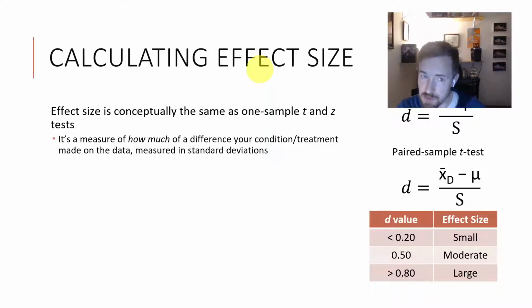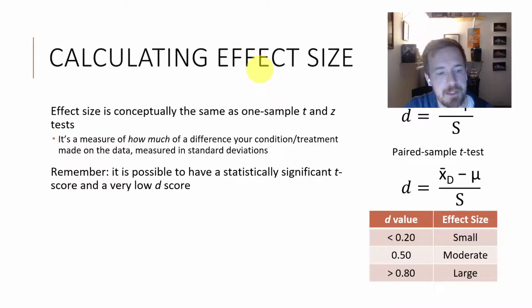So the larger the value here for our effect size, the bigger a difference the introduction of that treatment makes on your clients. That's one way to think about that. So it is possible to have a statistically significant t-score, but a very, very low d-score. That's totally fine if you have that.